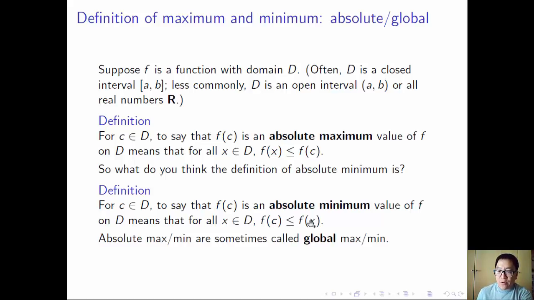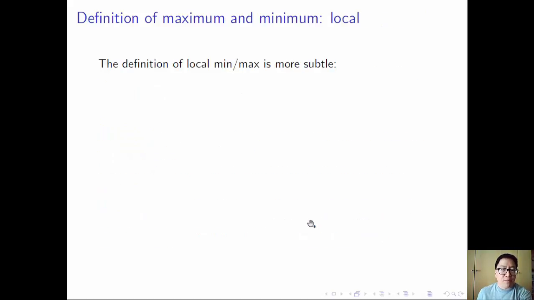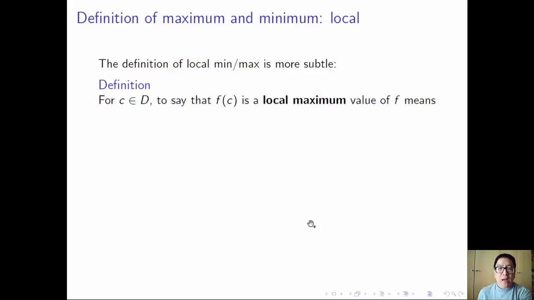Absolute maxima and minima are sometimes called global maxima and minima. The definition of local maxima and minima is more subtle. So what does it mean to have a local minimum or maximum? For c in the domain D, to say that f(c) is a local maximum value of f means that for all x near c, f(x) is less than or equal to f(c). So it's the same definition as before, except you're only worried about all the x that are near c.